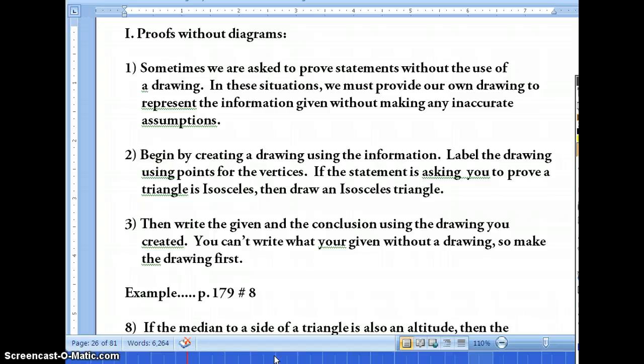I'm going to give you a little bit of time here to copy this down. The topic for tonight is proofs without diagrams. Somewhat difficult because you need to create your own drawing. Your drawing's got to be accurate with what you're given. So why don't you take a minute, hit the pause button, go ahead and copy these notes down, and then we'll show you how to handle proofs without any diagram given.